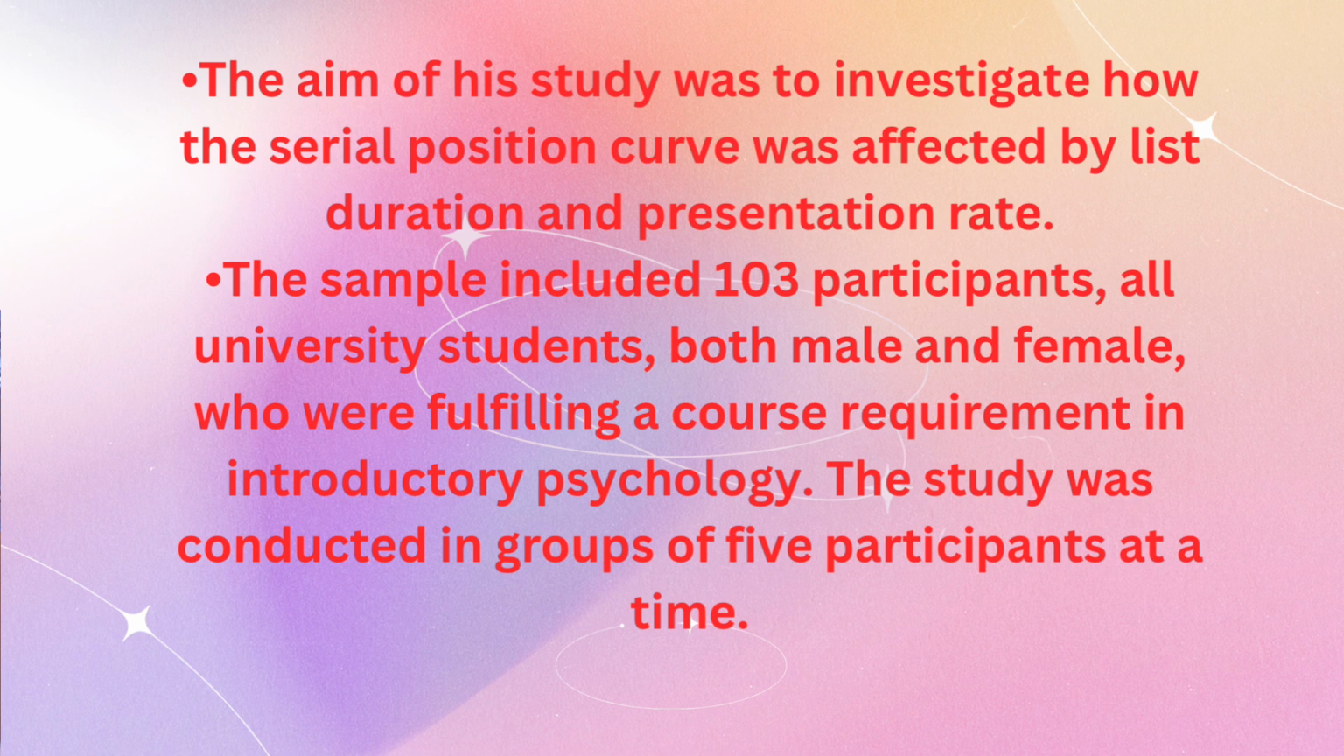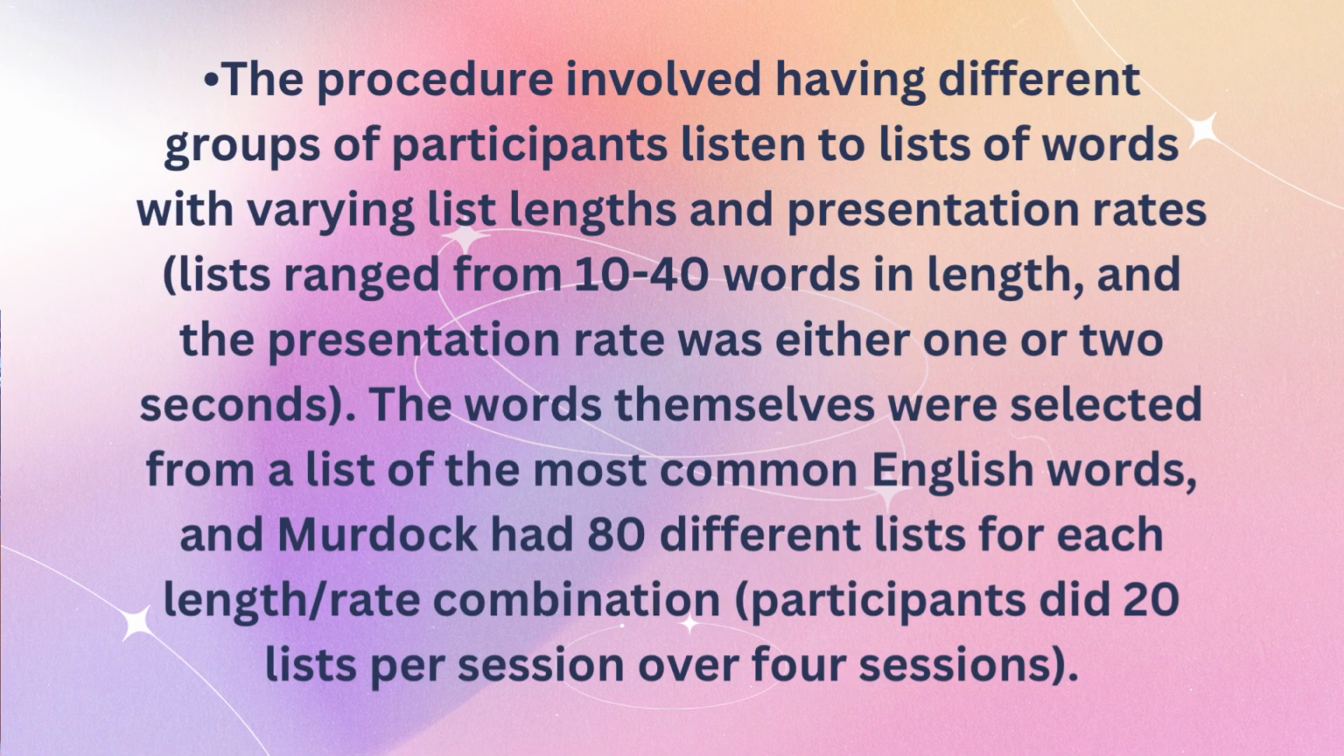And the study was conducted in groups of 5 participants at a time. The procedure involved having different groups of participants listening to lists of words with varying list lengths and presentation rates. Now lists ranged from 10 to 40 words in length, and the presentation rate was either 1 or 2 seconds. So presentation rate is how long the word was shown on the board to them, either for 1 second or for 2 seconds.